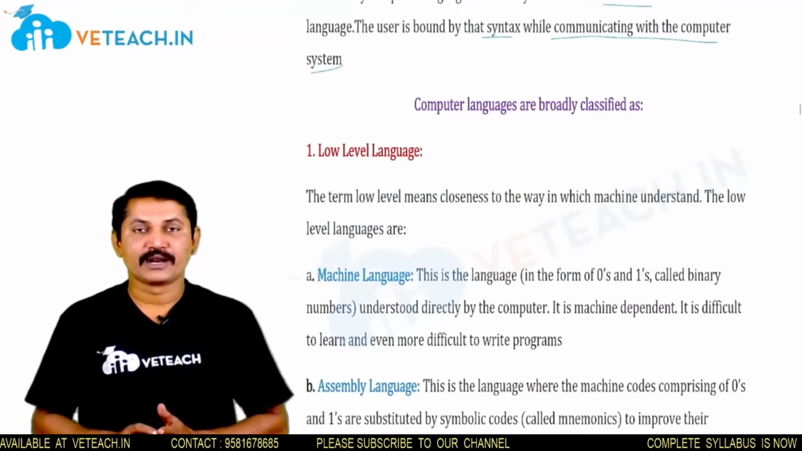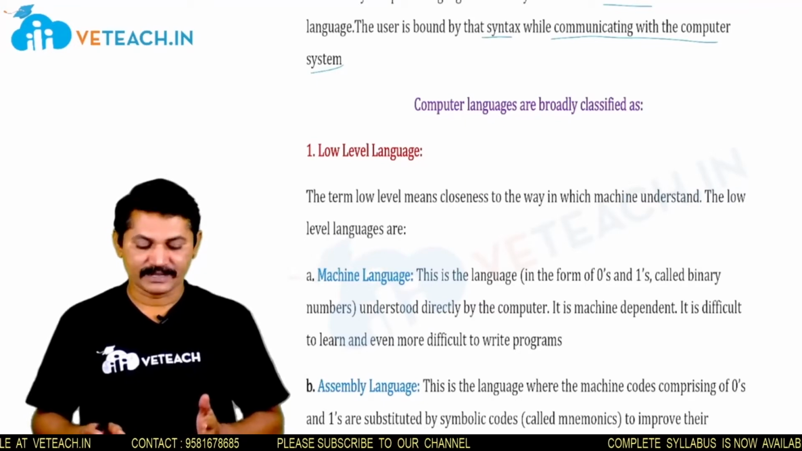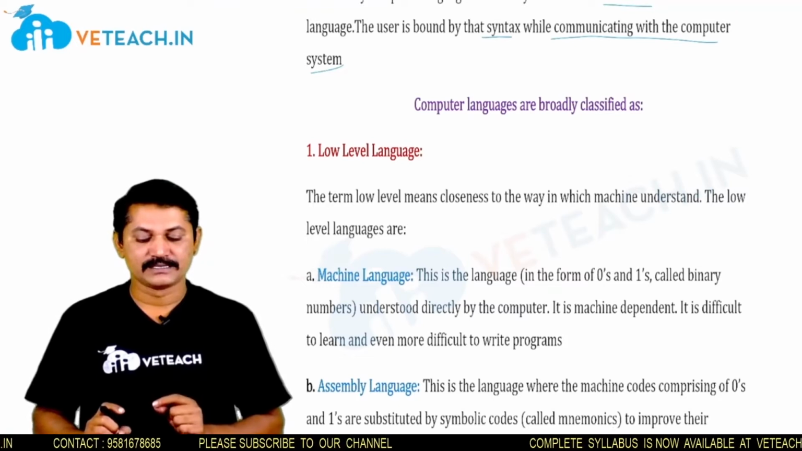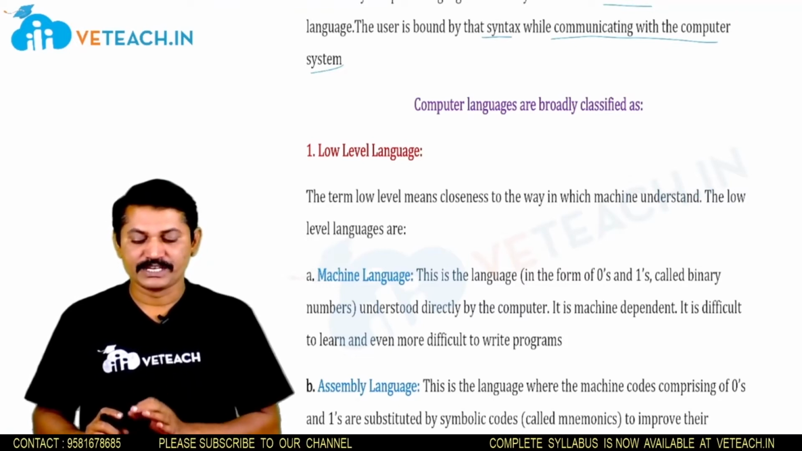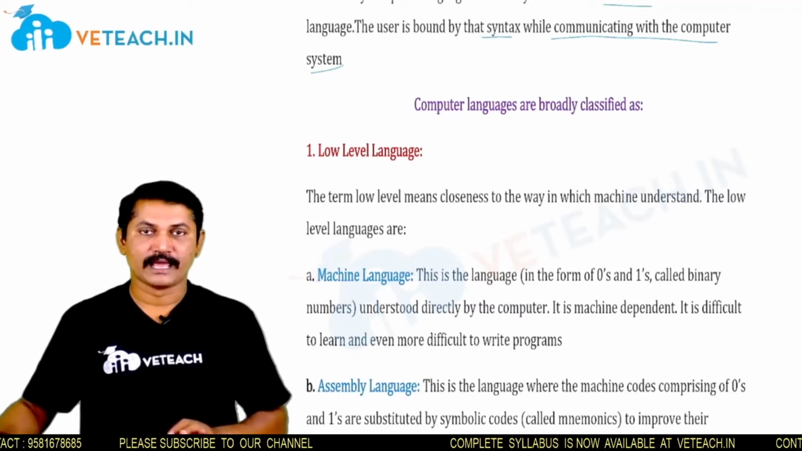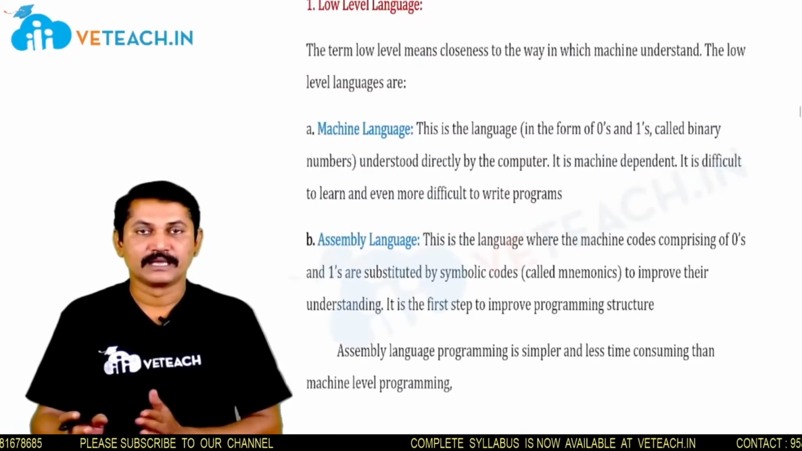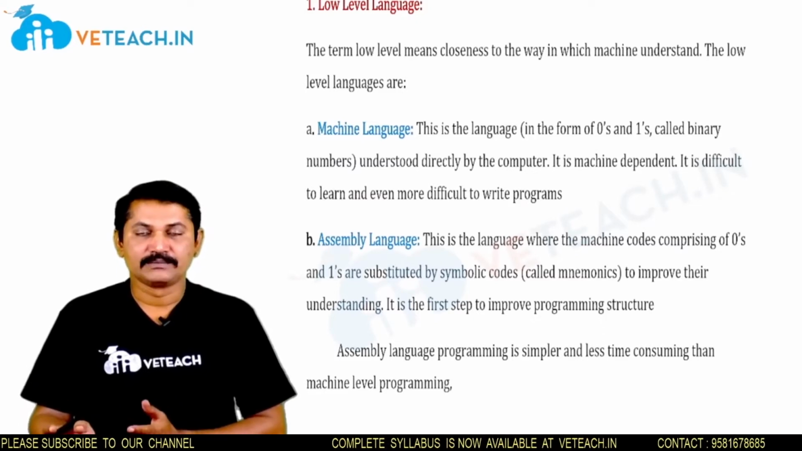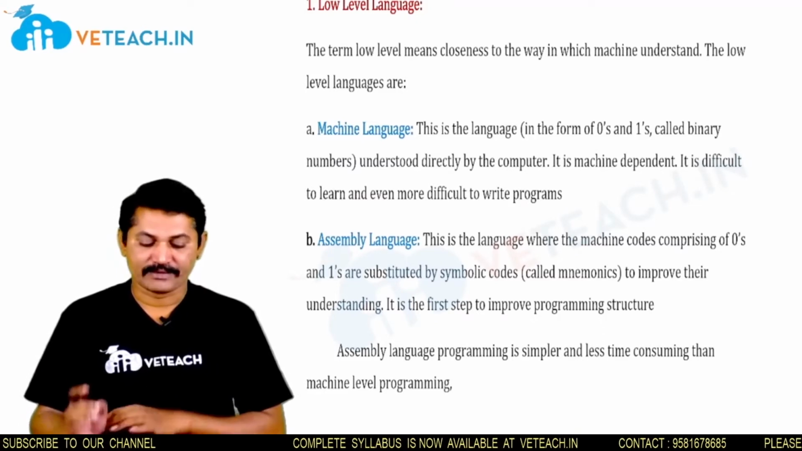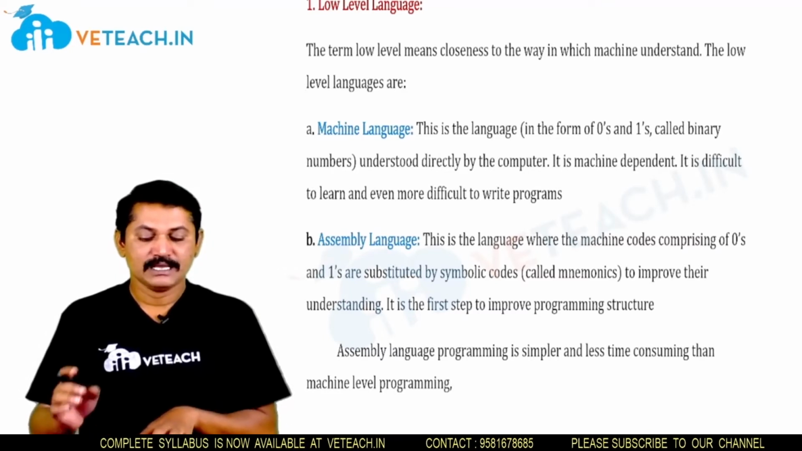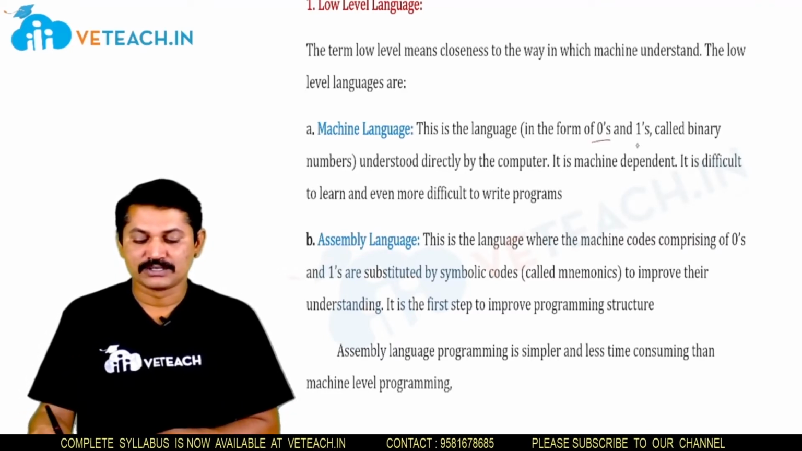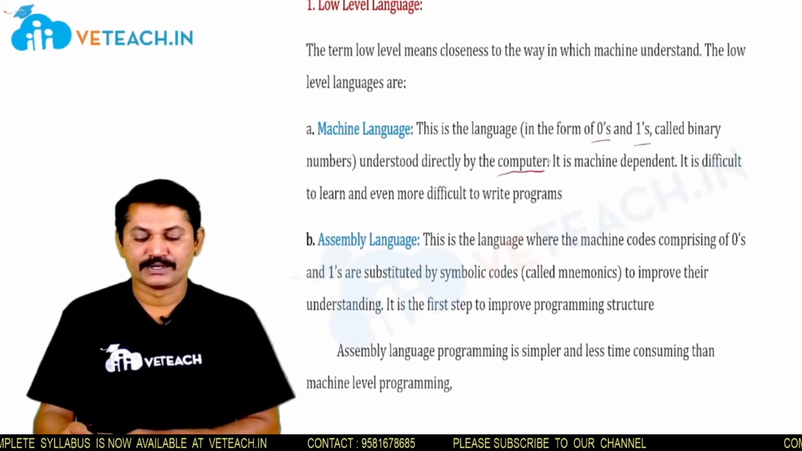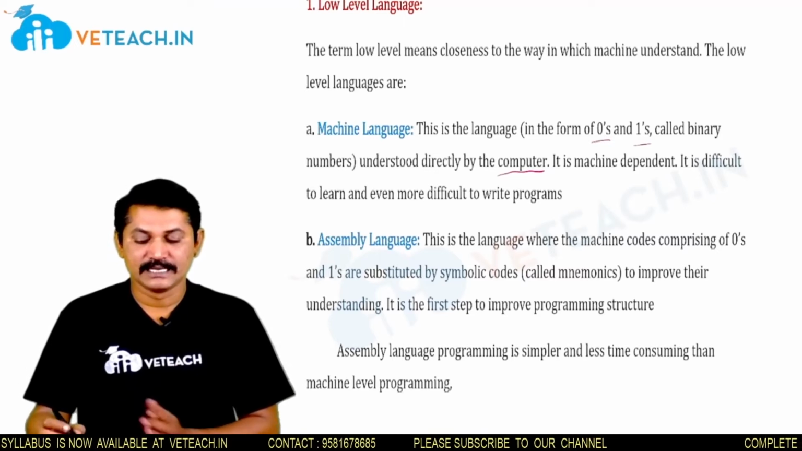Next one. Computer languages are broadly classified in different ways. The first one is low-level language. The term low-level language means close to the way in which the machine understands. That means low-level languages are understood clearly by the machine, namely machine language and assembly language. The first one is machine language. This is the language in the form of zeros and ones, called binary numbers, understood directly by the computer. That means the computer can easily understand this.